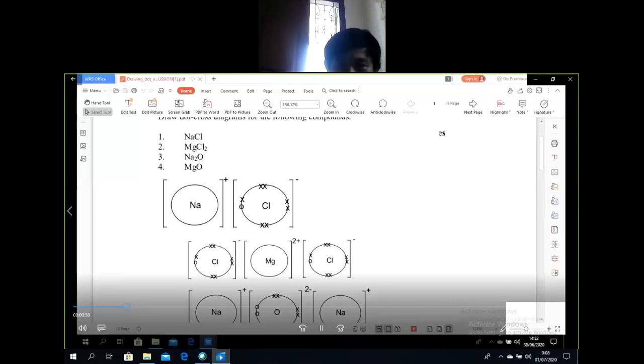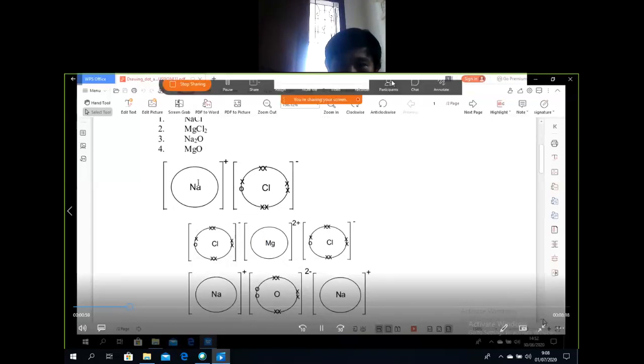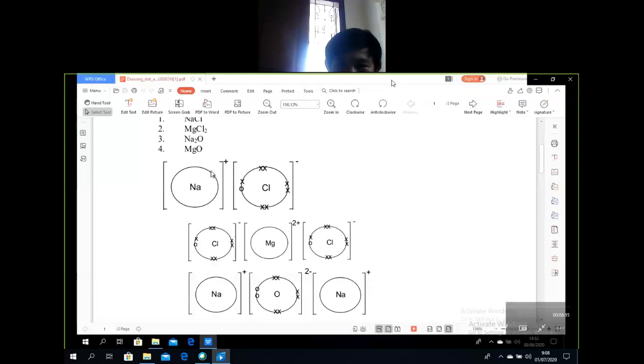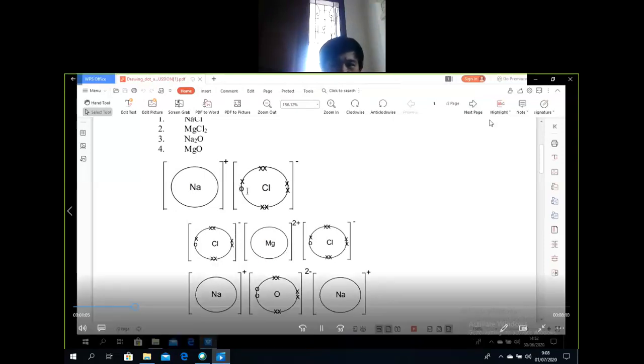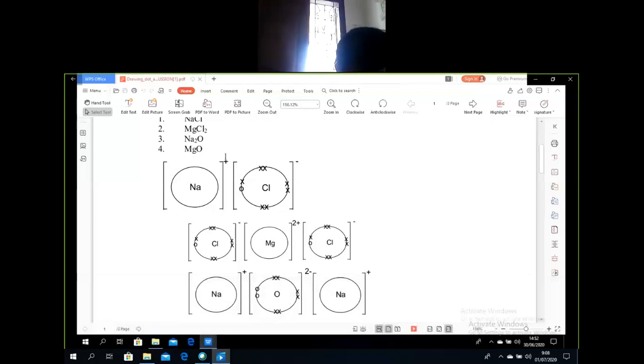Sodium has lost its outermost electron. The one electron has been transferred to the chlorine. So because sodium lost one electron, it carries one positive charge. And then the chlorine gains one electron, so it has one negative charge.